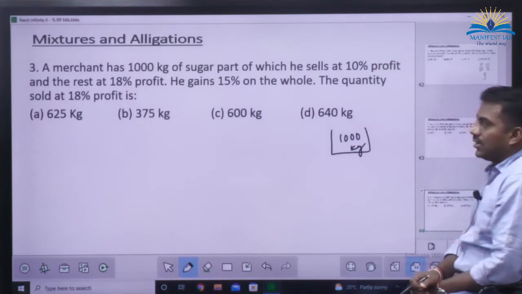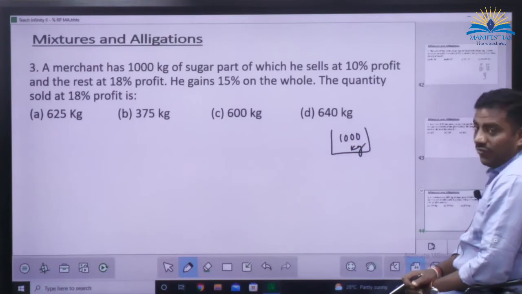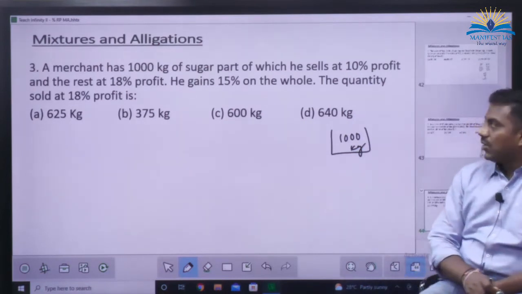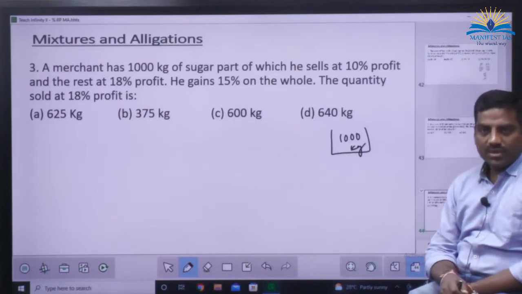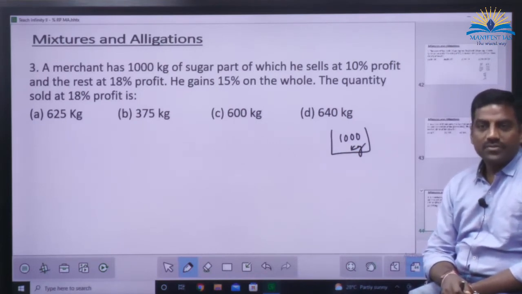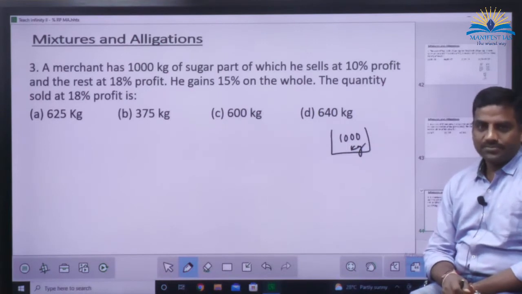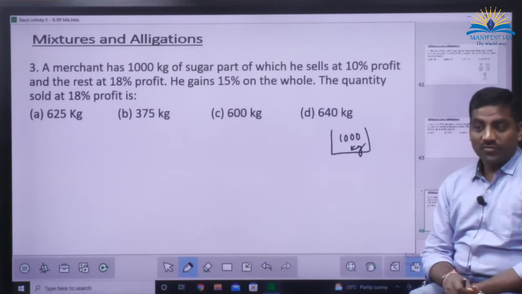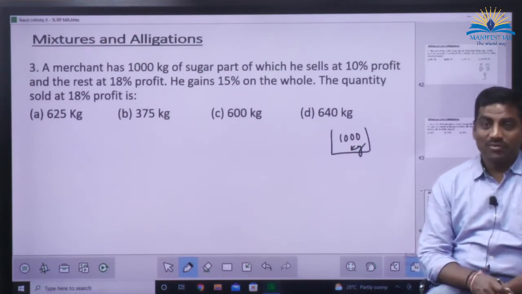Of which he sells at 10% profit. A part of which he sells at 10% profit and the rest at 18% profit. How is it possible? Possible, right? You go to the vegetable market in the morning, everything will be fresh, right? So the sellers will be at peak. You ask anything, they will charge more.